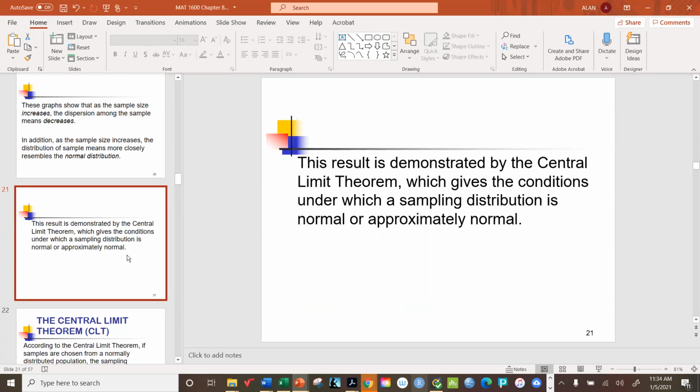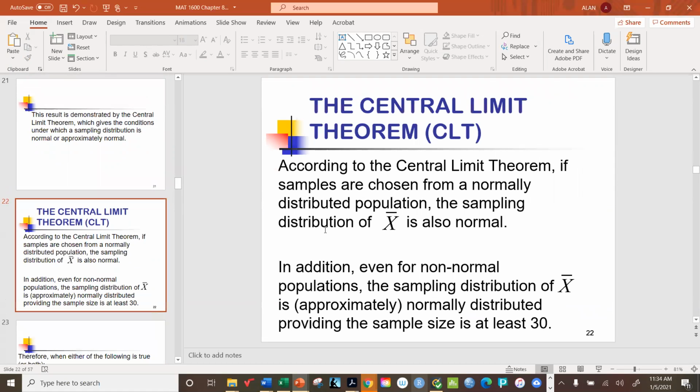I'm just going to mention it here. You don't have to memorize any of this, but the central limit theorem is a hugely important result in statistics, which explains how and why a sampling distribution for X bar is approximately normal. So there are two key results that we need to know from the central limit theorem. First of all, if we choose our samples from a normal population, then the X bars that we calculate are also normal, which is very, very helpful. Clearly, if we're choosing elements from a normal population, the results that we end up with have to be normal as well.